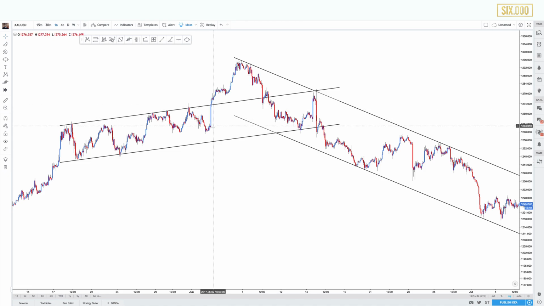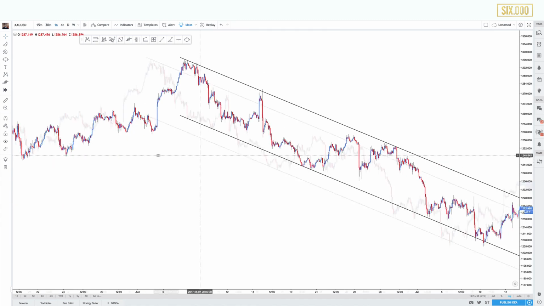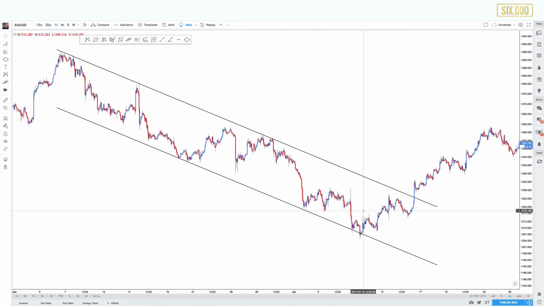In an ascending channel, I wouldn't buy upon a breakout of resistance because again, this is typically short-lived and price will return inside the channel. In an ascending channel, you're looking for a breakdown, so a breakout of support. Whereas with a descending channel, you're looking for a breakout of resistance.